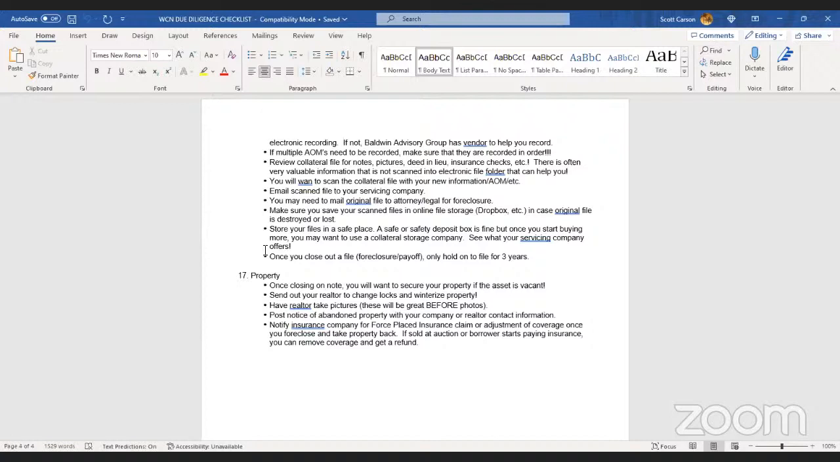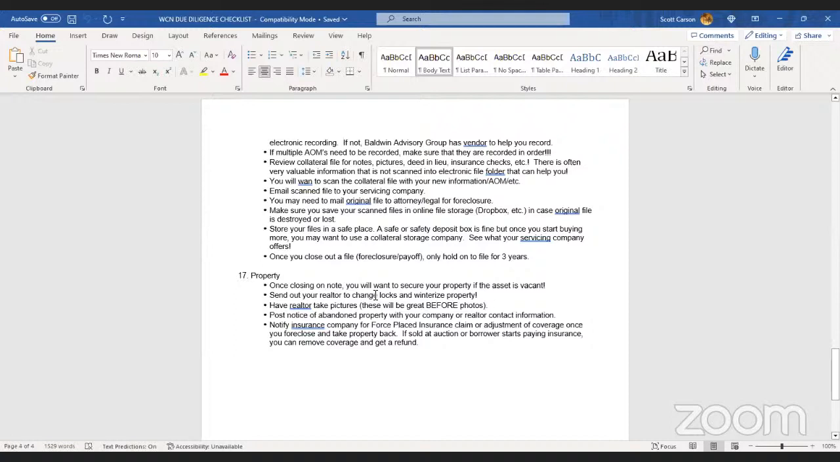Now, on the property, there's due diligence obviously, and then we're talking about once you've closed on the note. If the asset is vacant, you want to secure your asset. That means going out and changing the locks. If somebody's living in the property, you can't go change the locks. But if it's vacant, you have the right to go out there and change the locks to secure it, or board up a window if you need to, to protect your investment.